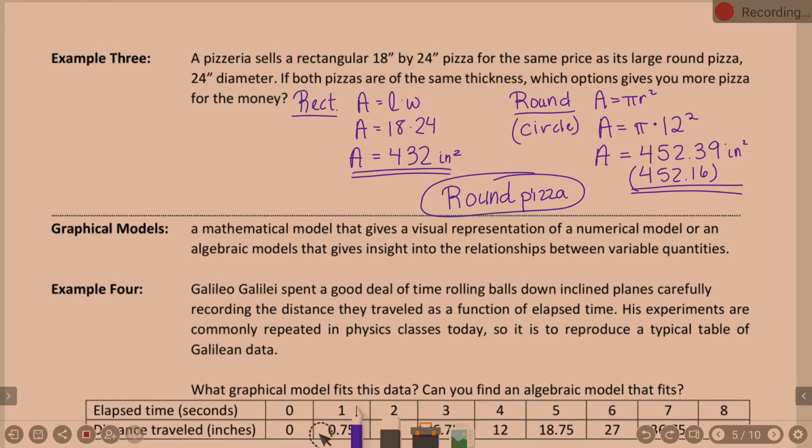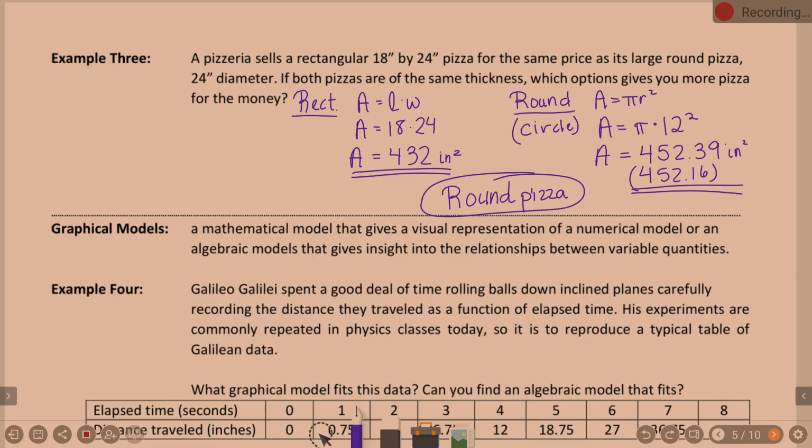So we're going to continue. For this next example, while we start talking about graphical, we're still going to use algebraic. It's kind of a two-part question within this next one. But a graphical model, of course, is going to be using a graph, a math model that gives a visual representation of a numerical model or an algebraic model and gives insight into the relationship between the variable quantities. Okay.